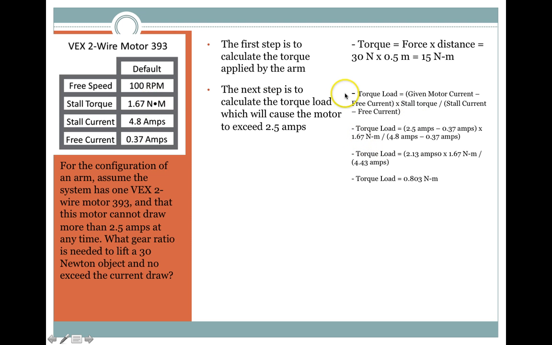Get that from right there. Divided by our stall current, 4.8 amps, minus our free current, 0.37 amps. See how we go through the calculations here to come out with a torque load of 0.803 newton meters.